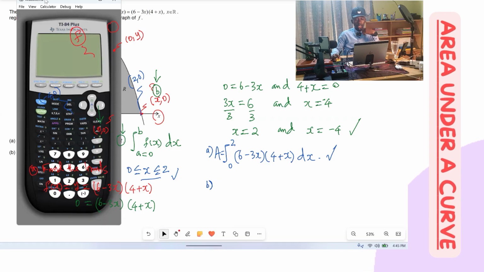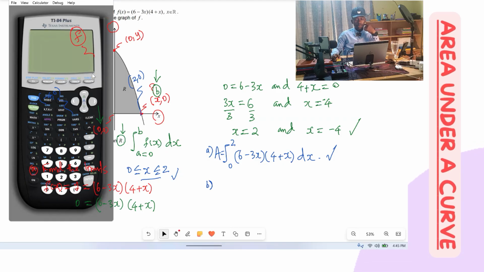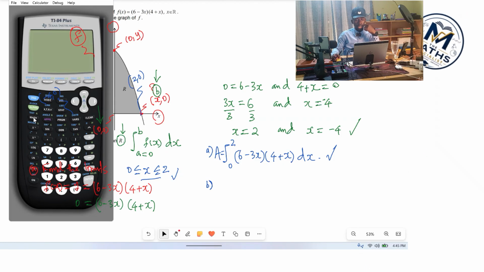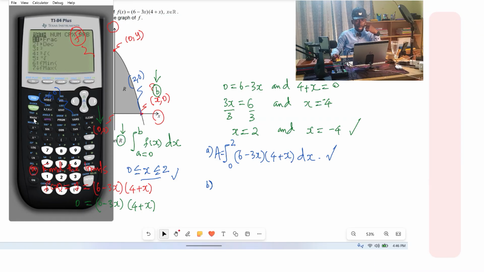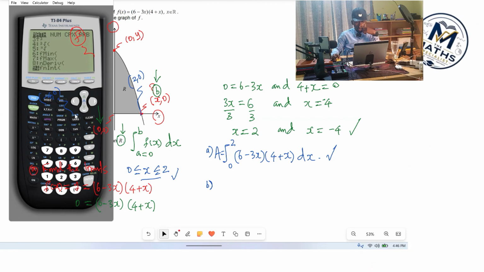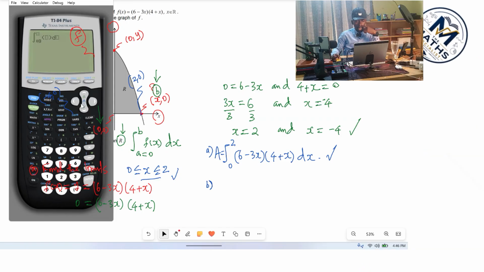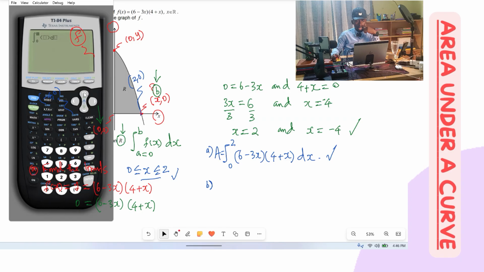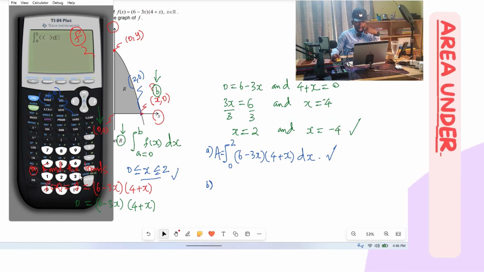So in the calculator, what are we doing? We are coming here to the math. Let me clear. Then we start here, maths. Then you go to number 9. What is number 9? It is the function integral. Then what is my lower limit? It is 0. Then what is my upper limit? It is 2. Then I have 6 minus 3x.